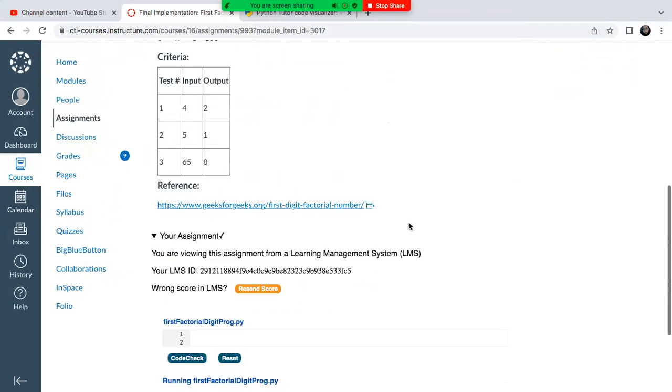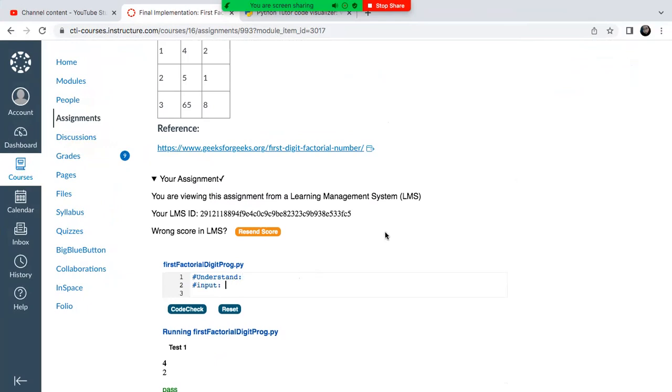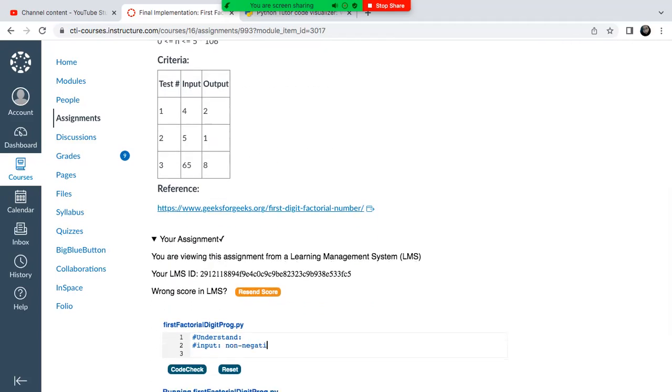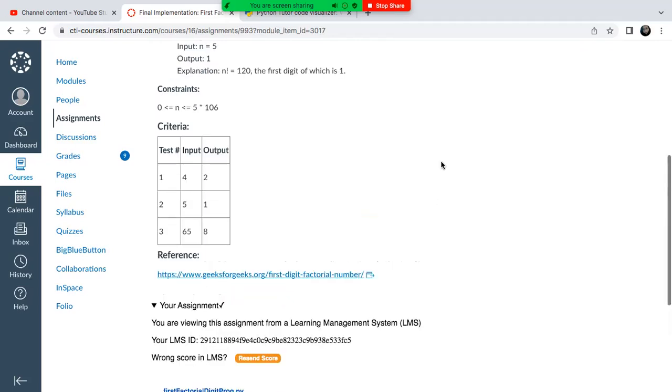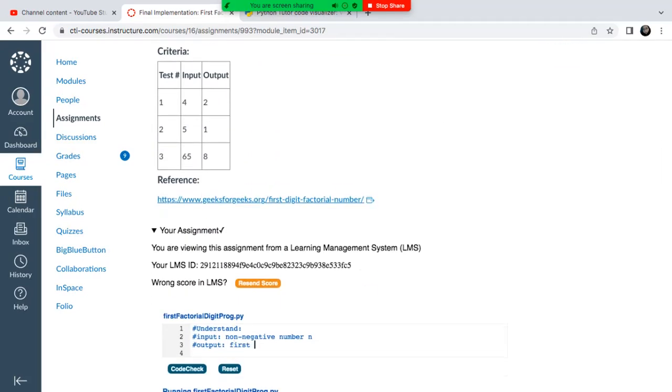So the first step we take to develop a solution is to understand the problem. So how do we go about understanding it? We have to figure out what the input is. The input is a non-negative number n. And then what the output is: the first digit of the factorial.